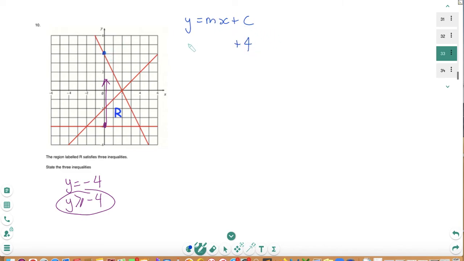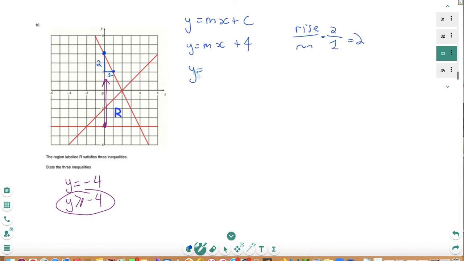Now we have to find the gradient. m means the gradient, and to find the gradient, it's rise over run. So we just choose 2 points. Let's choose this point here, and I don't know, this point here. Draw a little triangle. The rise from 2 to 4 is 2, and the run from here to here is 1. So the rise is 2 over the run, which is 1. And 2 divided by 1 is 2. So our gradient is 2.